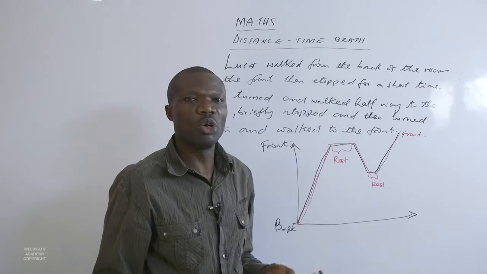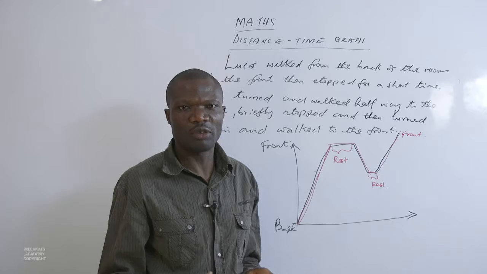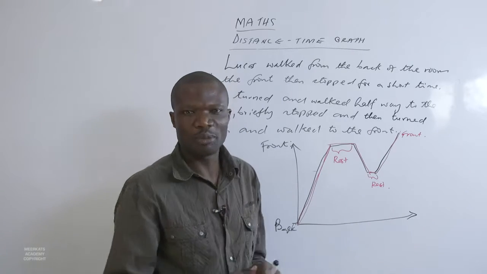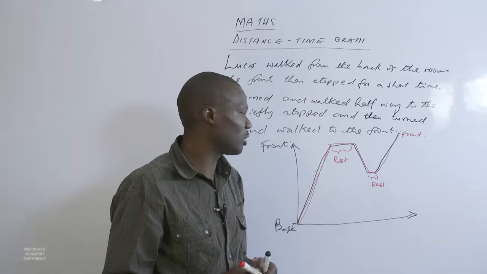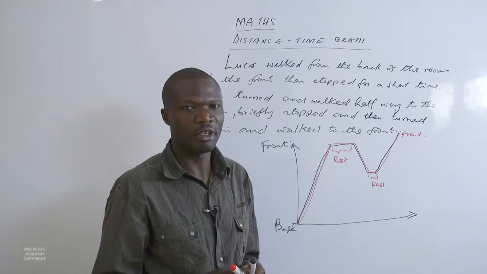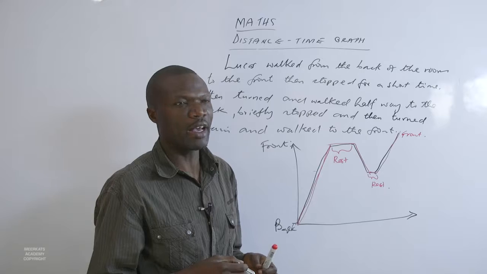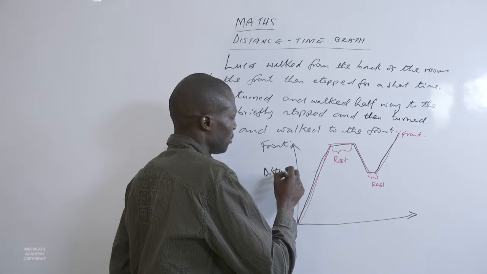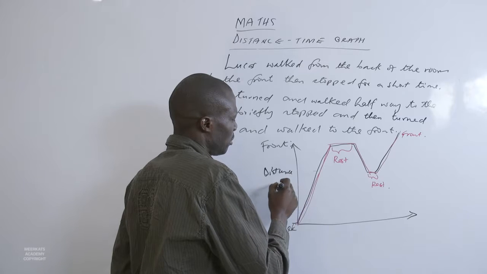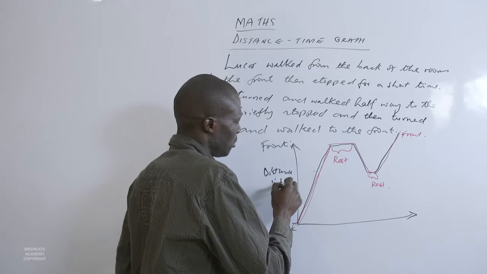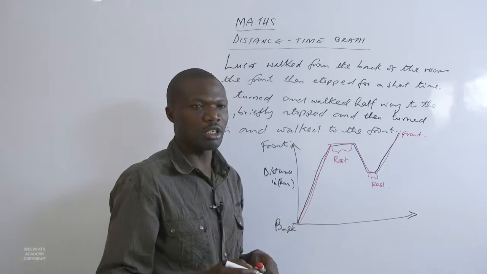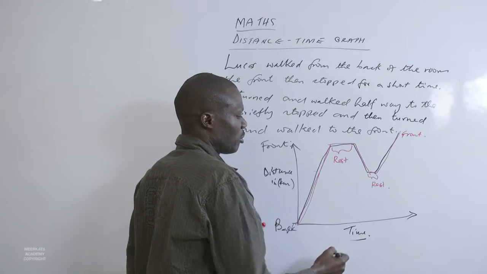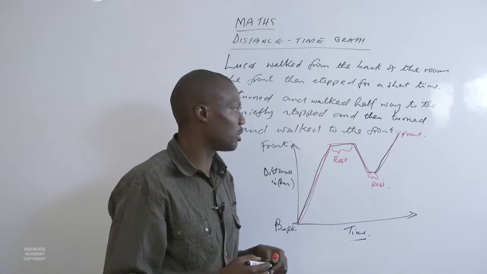This is how we look at large and long description of words and just reduce it to a simple graph, which we call distance time graph. Take note that our y-axis is our distance, this one here. And we call it distance in kilometers. And our x-axis is our time. It could be in hours or just labeled.